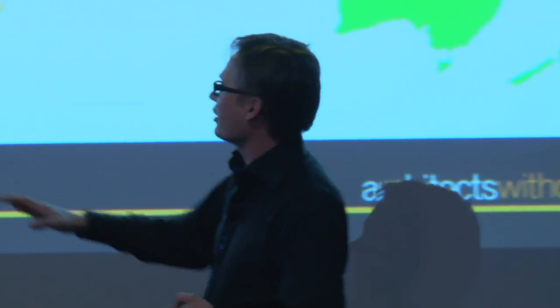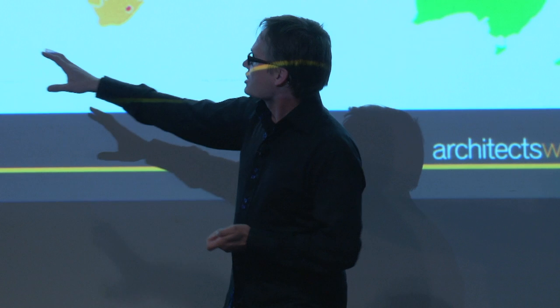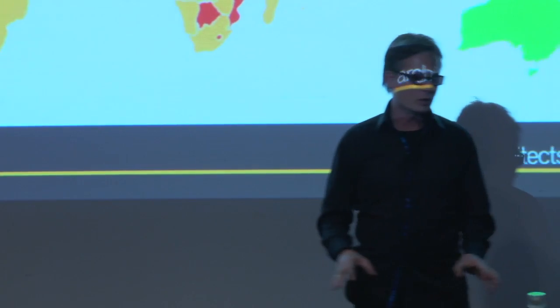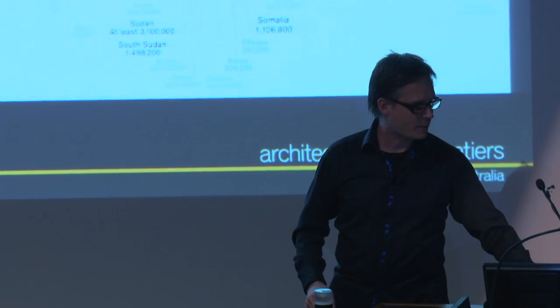Developing world. I like to use this graphic in my presentations because it really hits home that over 80% of the world lives in the developing world. As you can see by the shades of green, which this map shows as being the more advanced economies, the more advanced economies are really in a minority. Those in transition are also in a real minority. The majority of the world lives in the developing world. So again, that's just to form a context for what we'll be talking about.